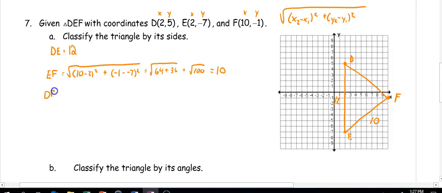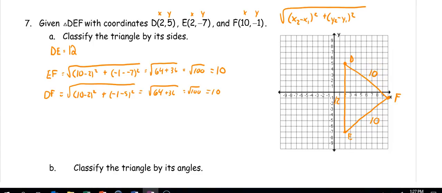Now we're going to find the length of DF. So DF is 10 minus 2 again for the x's, plus -1 minus 5 squared for the y's. 10 minus 2 squared is 64. -1 minus 5 squared is 36. So we get the square root of 100, which is 10. So because we have two of our sides that are the same length, this is going to be an isosceles triangle.